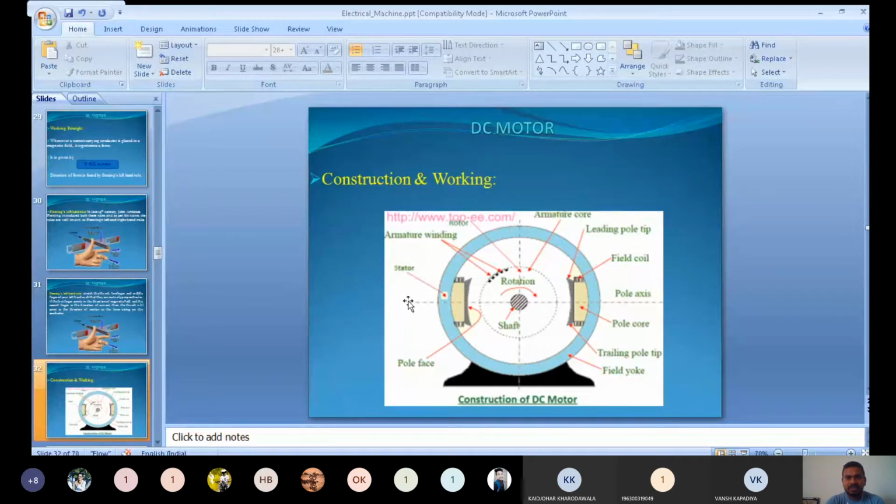This is known as the pole axis. This portion is known as the rotor, and this portion is known as the stator. Stator means the static part, and rotor means the rotating part.